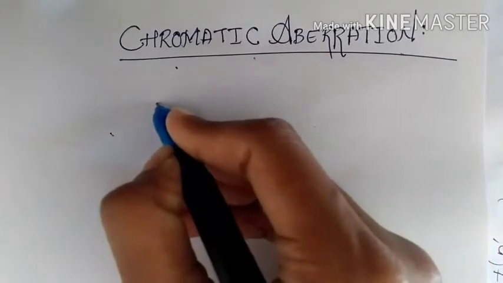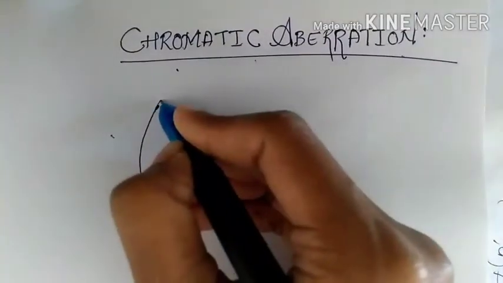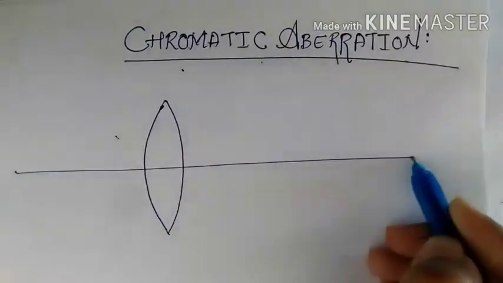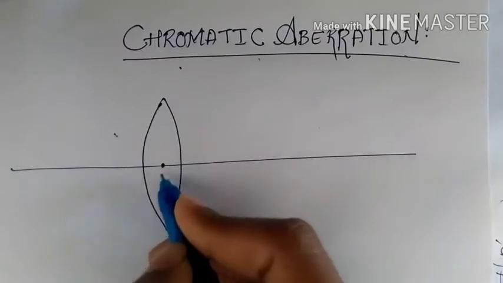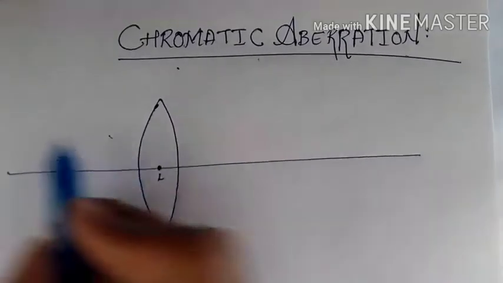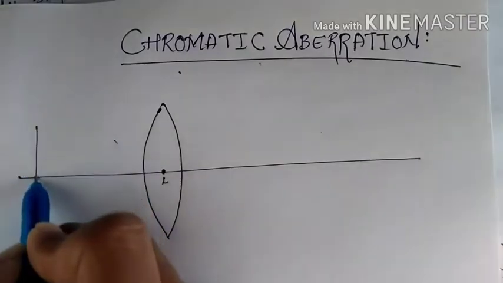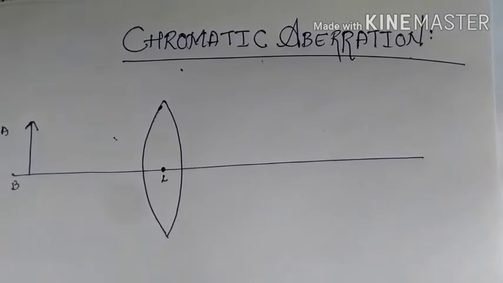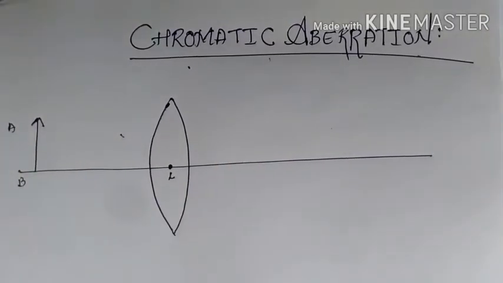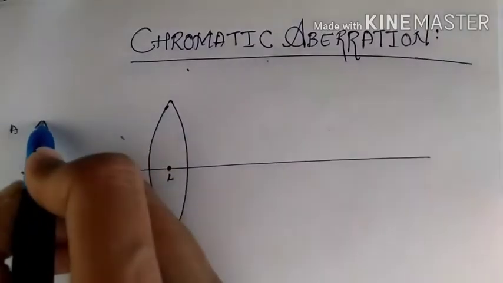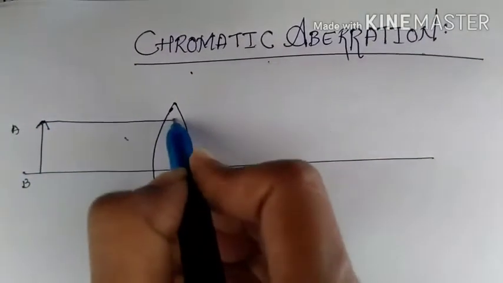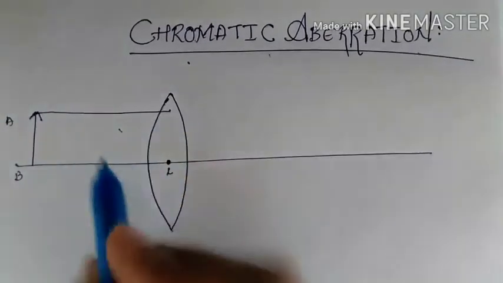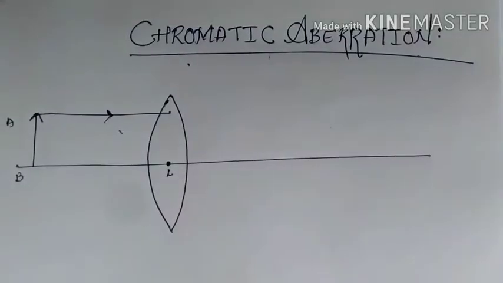So let's suppose you have a thin convex lens, and this is the principal axis passing through the center of the lens. Here is an object AB. From this object there is white light coming. This white light will get incident on the lens surface, and obviously this light ray will get refracted from the lens.